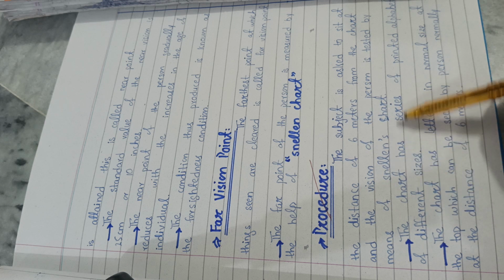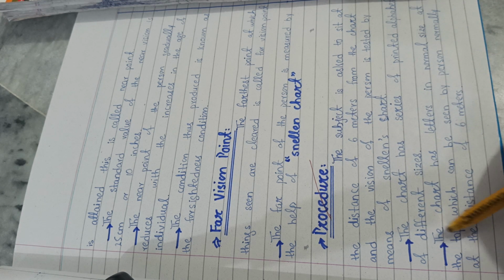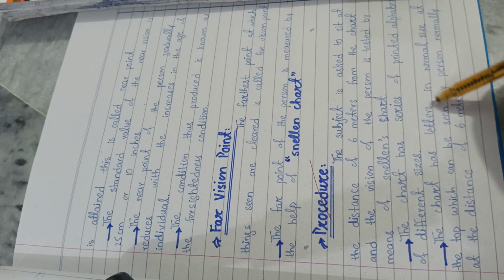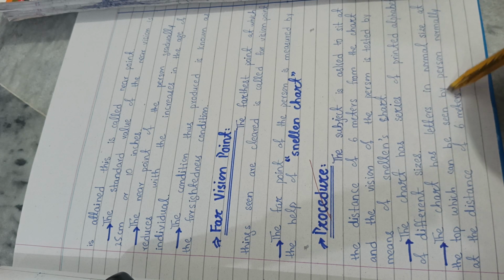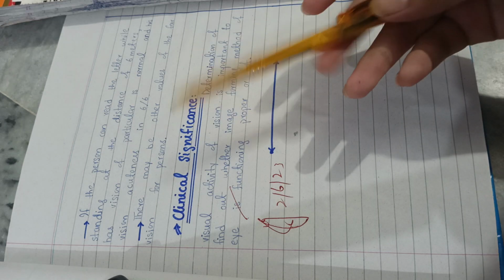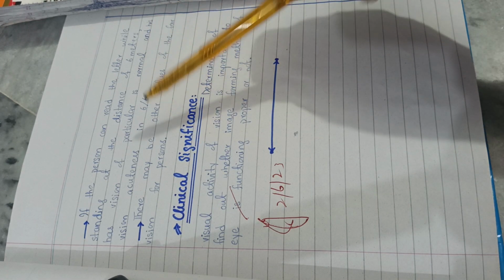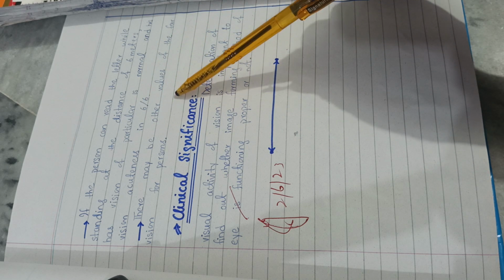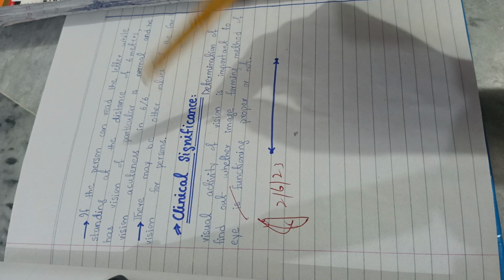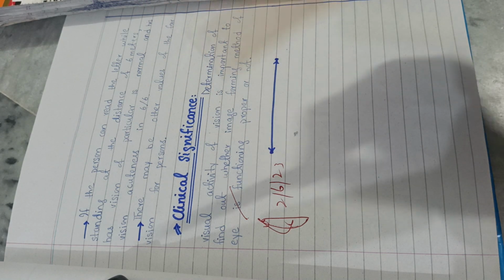So this chart consists of a series of printed alphabets of different sizes, in normal size as well as in bold, and it is viewed at a distance of 6 meters. If a person can read the letters while standing at a distance of 6 meters, it means his vision is normal and his visual acuity is 6 by 6. But if the person cannot detect them, it means his visual acuity is not 6 by 6.